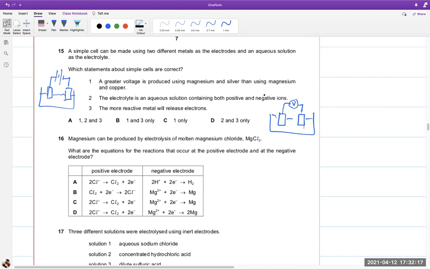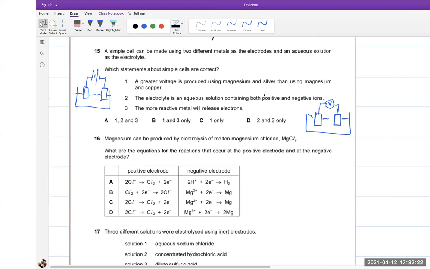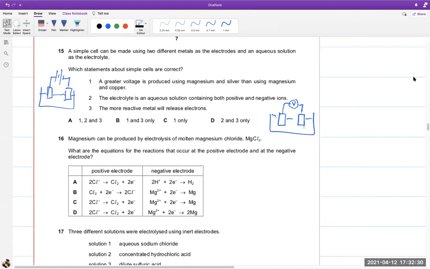The more reactive metal will release electrons. अच्छा, अब ये बात क्या हुई कि more reactive metal will release electrons. इस बात का मतलब क्या है? इस बात का मतलब ये है कि जो हमारे पास ज्यादा reactive metal है, it's going to lose the electrons and the less reactive one is going to accept them. It's a redox reaction, right? The more reactive one is going to lose it, the less reactive one is going to gain it. I don't see a difference with that. The less reactive one is definitely going to be the one where the electrons travel. So 1, 2, and 3 are all correct.